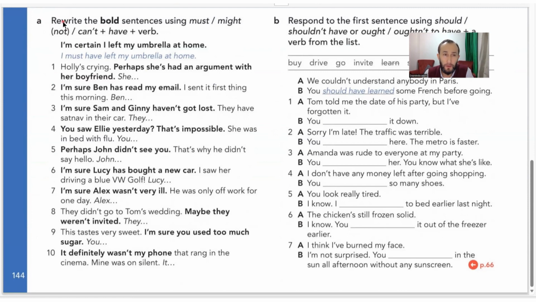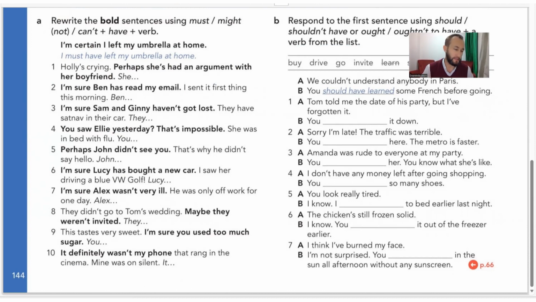It says, rewrite the bold sentences using must or might or can't have plus verb. So like here, I'm certain, it means must. I left my umbrella at home. So I must have left my umbrella at home. Holly is crying. Perhaps, it means might, because it's 50% probable, or a possible thing. Perhaps she had an argument with her boyfriend. And so on. So I'm going to be silent maybe 4 minutes and then we discuss together.